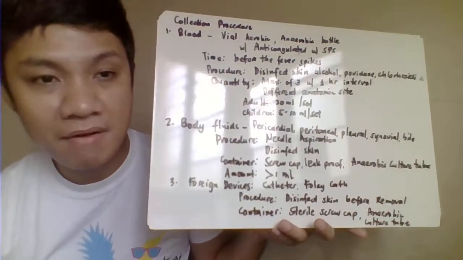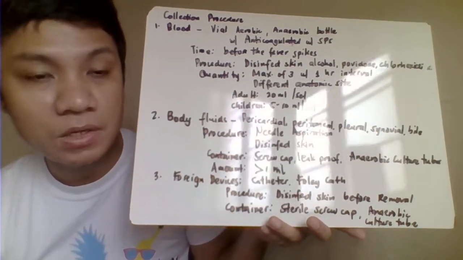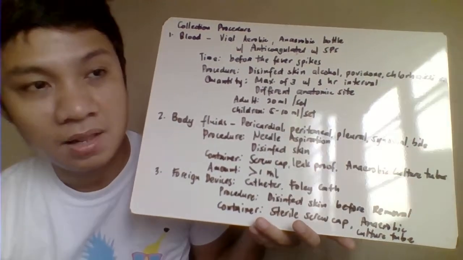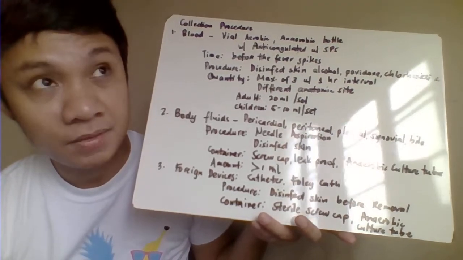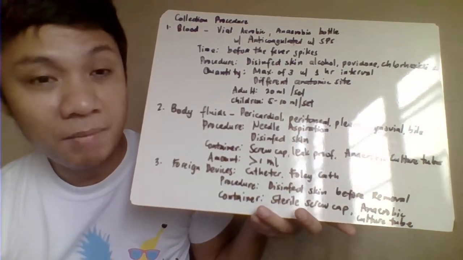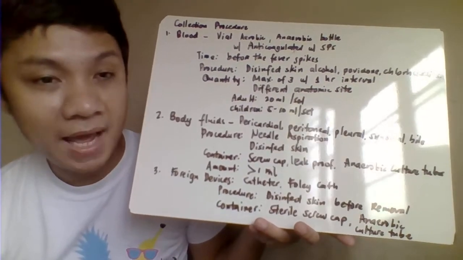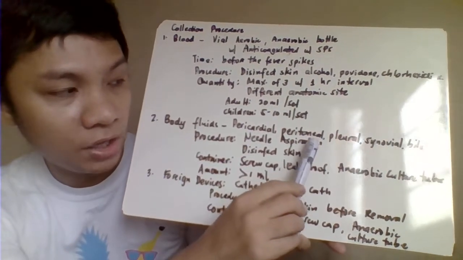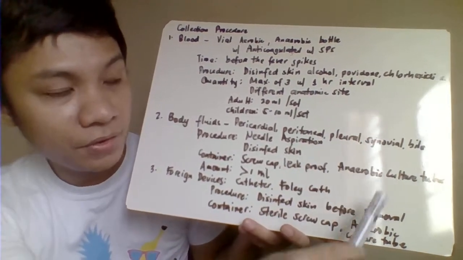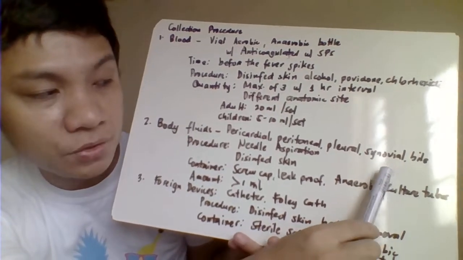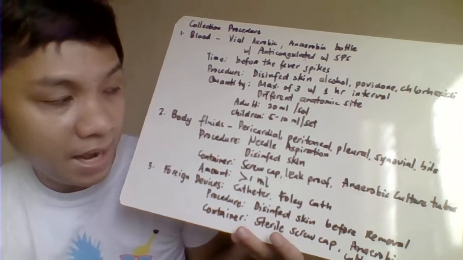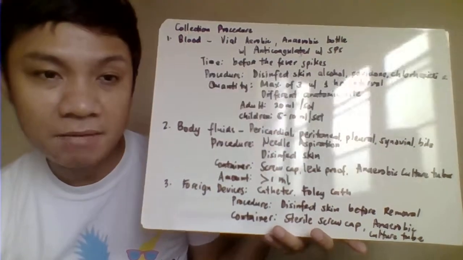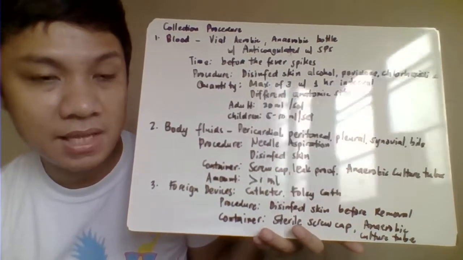Okay, the next one, we have here your body fluids. Your body fluids include your pleural, or serous fluids natin, like your pericardial, peritoneal, pleural. But you can also have your synovial or joint fluid, and we also have your bile. They are collected by the needle aspiration technique.